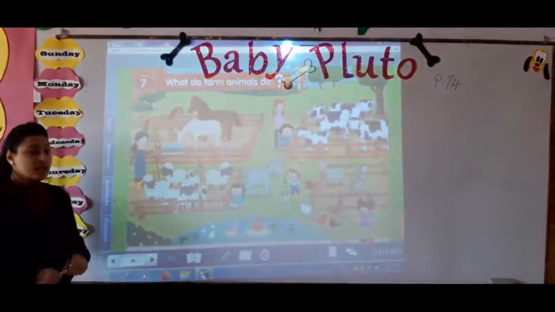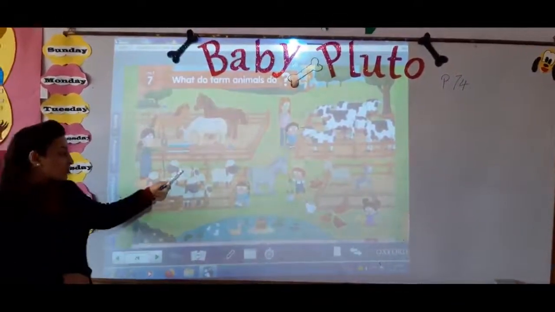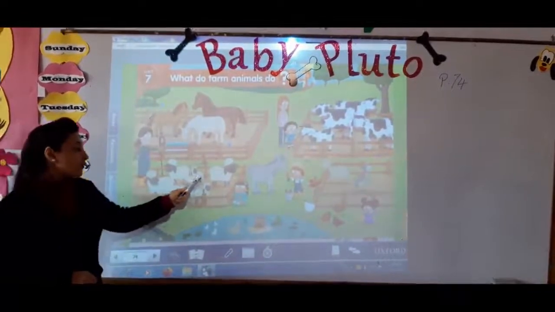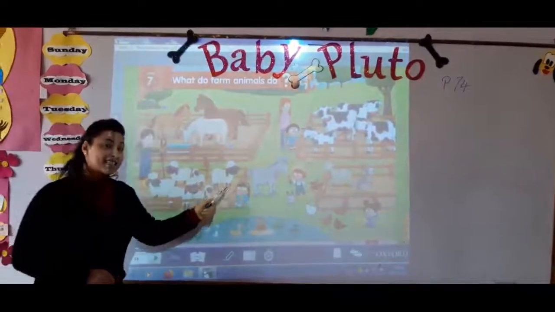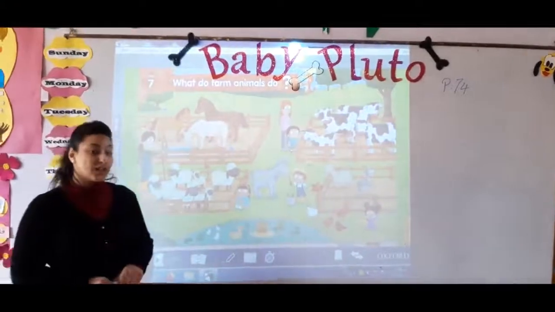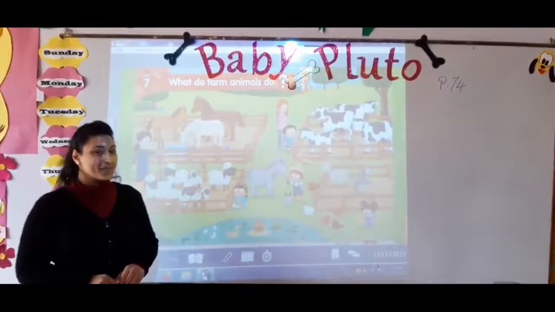How many sheep? 1, 2, 3, 4, 5, 6. We have 6 sheep in our picture. Super.